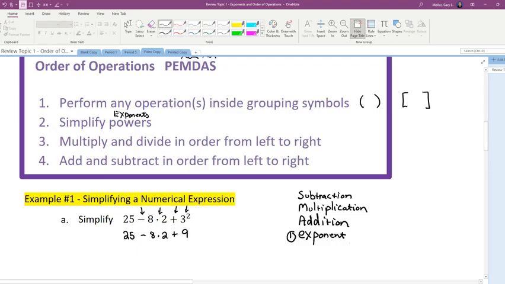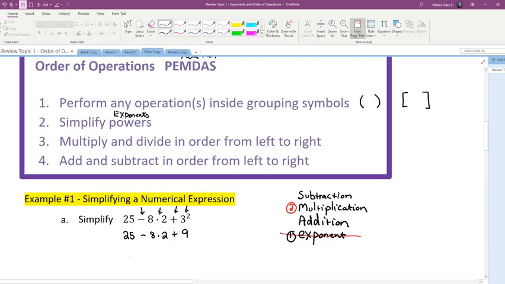All right, so now I have scratched off the exponent, and the next thing I'm going to do is look at this and I have a multiplication, a subtraction, and addition left. And so multiplication has to be the second thing that I do. And so what am I multiplying? The problem says you're going to multiply an 8 times a 2. And so that's what I'm going to do.